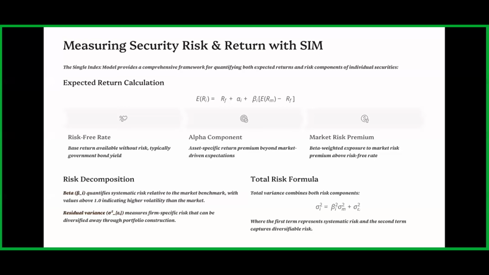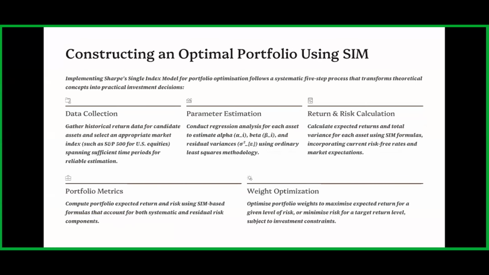If you see below, the risk formula is given to us, that is the total risk formula. The total variance combines both the risk components: sigma_i squared is equal to beta_i squared times sigma_M squared plus sigma_ei squared, where the first term represents the systematic risk and the second term represents the diversifiable risk. So beta is the systematic risk, and sigma_e is the diversifiable risk associated with the investment.